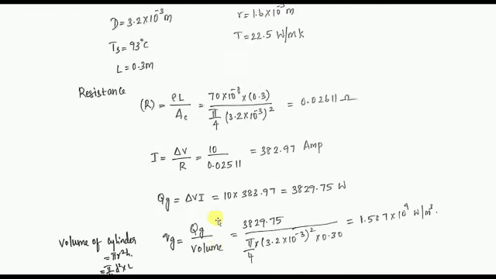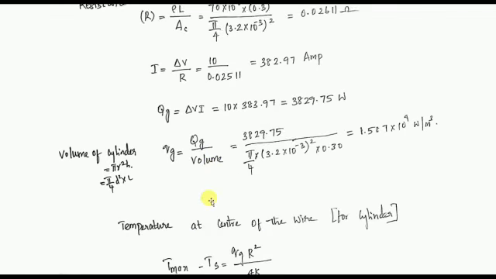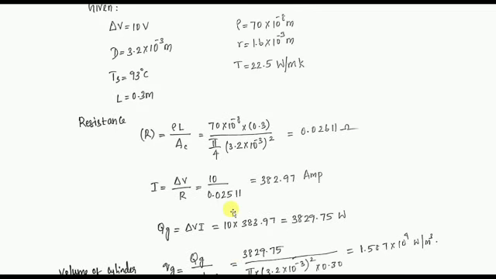See, for calculating the maximum temperature, we know this formula. Just by this formula, we can calculate. But the internal generation is not given, right? Qg is not given. So we need to calculate Qg.